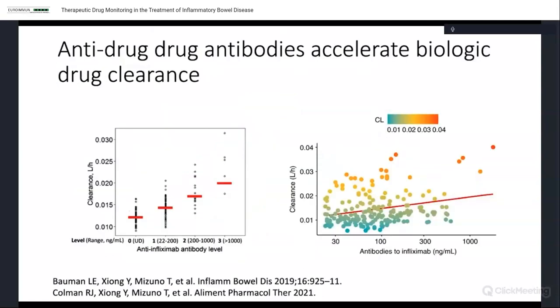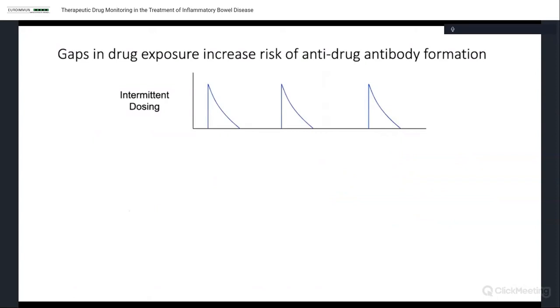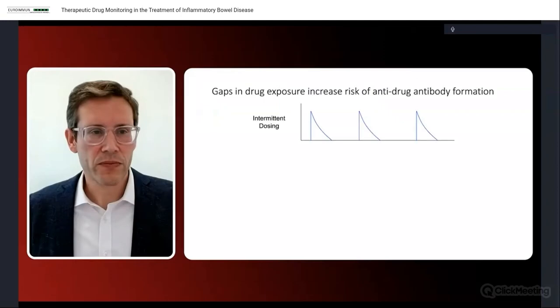And so many studies have demonstrated the association between anti-drug antibodies and accelerated biologic drug clearance. These are two studies that I participated in, correlating anti-TNF antibody level and clearance. And you see this strong association in both studies. And so how do anti-drug antibodies occur, and what are ways we can consider to prevent them?